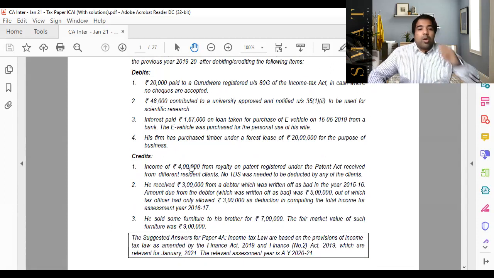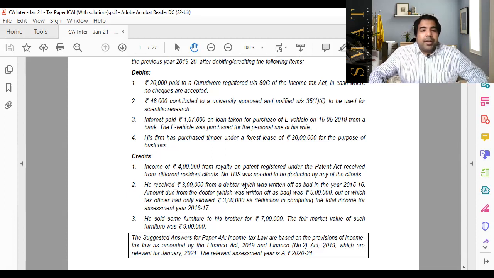Let's go to the credits. What has he credited? Income of 4 lakh from royalty on patent registered under the Patent Act received from different resident clients. No TDS was needed to be deducted by any of the clients. Guys, royalty income is not part of furniture manufacturing. So you'll have to remove this because they've added it. So you'll have to now reduce it because this is not PGBP income. This is IFOS income.